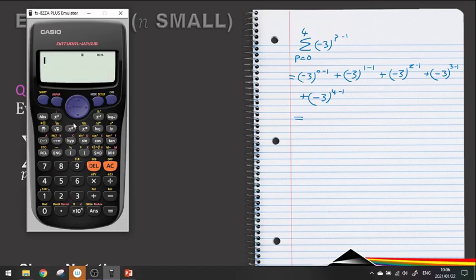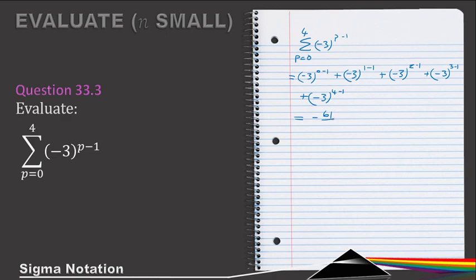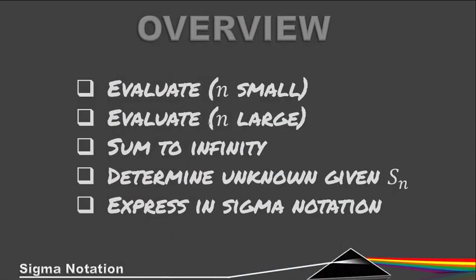Alright, so this then would give us, let's just substitute it in, negative 3 to the power of, so that becomes negative 1, and then it's 0, and then we have 1, and then we have 2, and finally we have 3. Okay, so that gives us negative 61 over 3. Okay, so that was the first section.